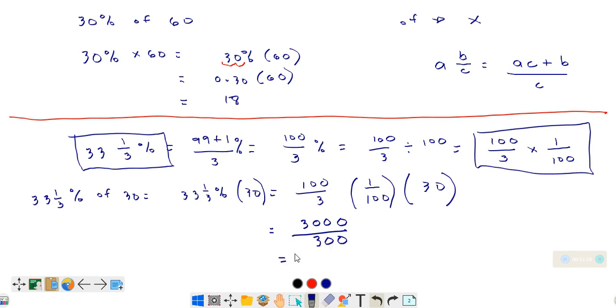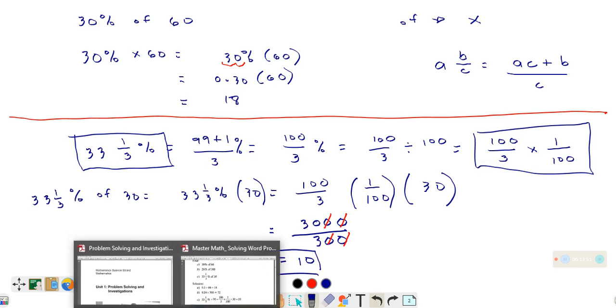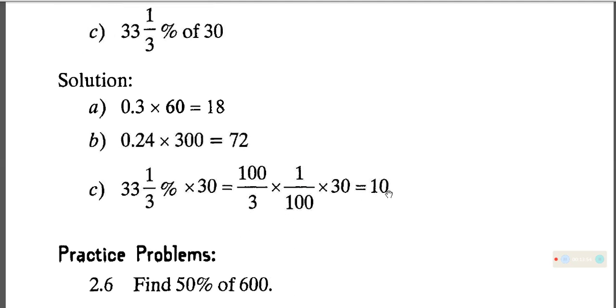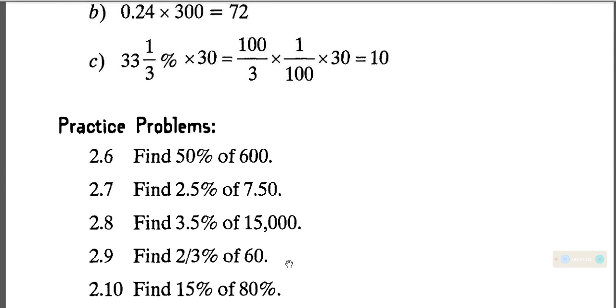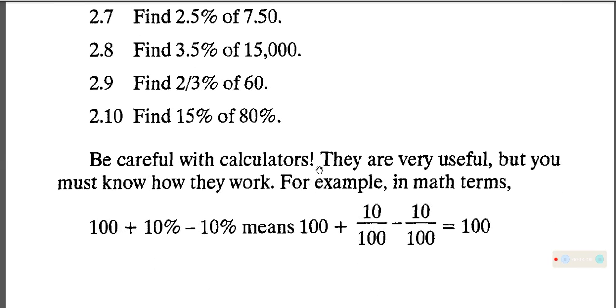So this time, let's multiply the numerators. We have 100 times 1 times 30. We have 3,000 over 3 times 100. We have 300. So, ilan yan? Shortcutin natin. Tanggalin lang natin yung mga 0, 0. Ilan ang 30 divided by 3? So, the final answer is 10. Now, let's check the book. Yes, the final answer is 10.